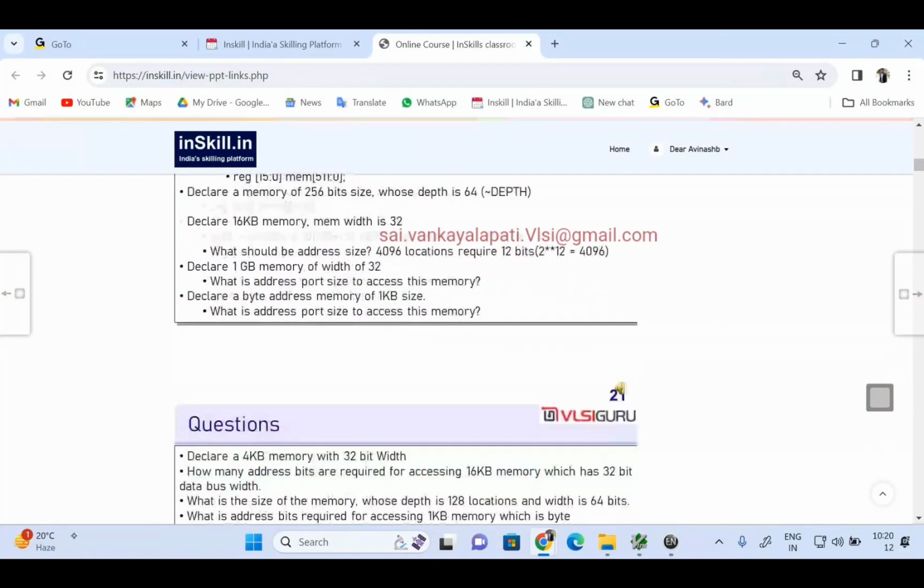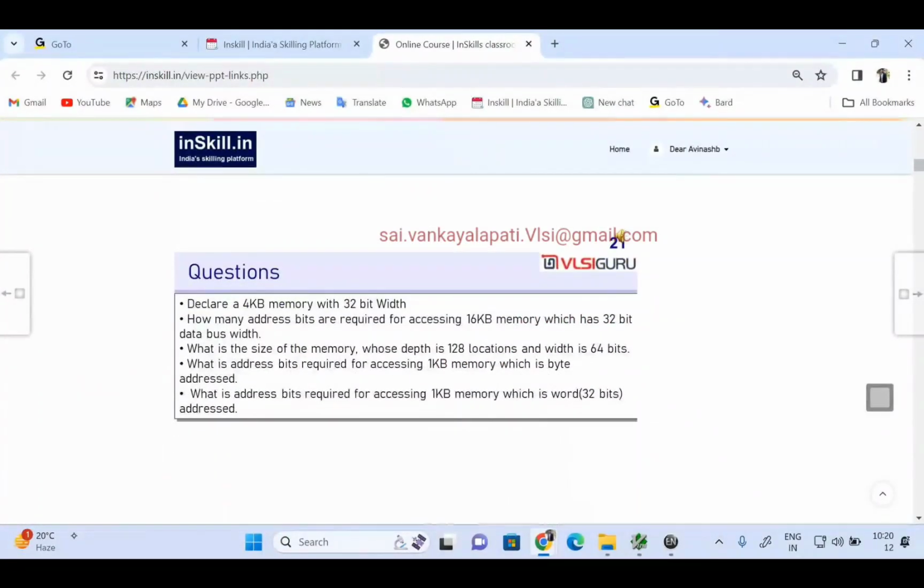Okay, try this. Now these are also some questions based on this. You declare a 4 KB memory with 32 bits. You can calculate how many address bits are required for accessing the 16 KB memory, which has a 32 bit address bus. Another question is what is the size of the memory whose depth is 128 locations. And with 64 bits, what address bits are required for accessing 1 kilobyte memory, which is a 1 byte address? You exercise these questions.